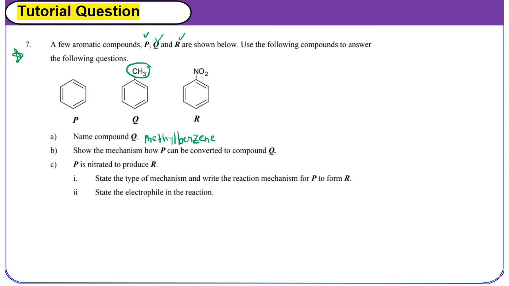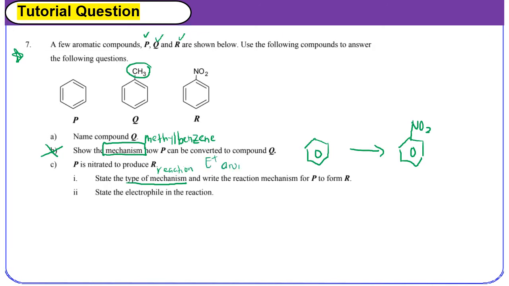Show the mechanism of how P can be converted to Q. We will ignore this first because in the previous slide we didn't learn about the mechanism. Part C: P is nitrated to produce R. Basically, a benzene is going to produce nitrobenzene. State the type of mechanism, which means the type of reaction. The type of reaction is electrophilic aromatic substitution.